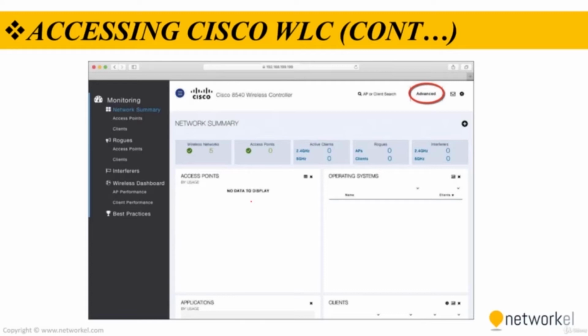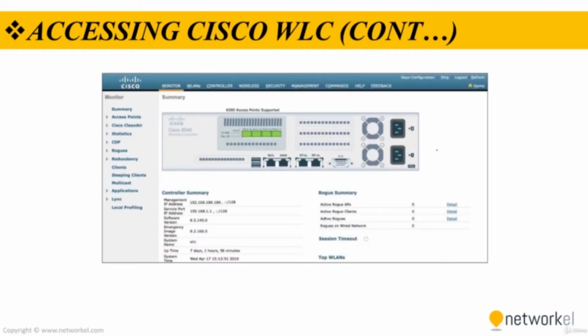You must click on the advanced link, you can see it here, to make some configuration changes. And in here you can see some network summary and total wireless network counts, how many access points you have, how many active clients you have, and some rogue information and interferers here also. Once you click the advanced button, this will bring up the full wireless controller GUI as shown in the figure. You can select categories of functions from among monitor, WLANs, controller, wireless, security, management, commands, help, and feedback.